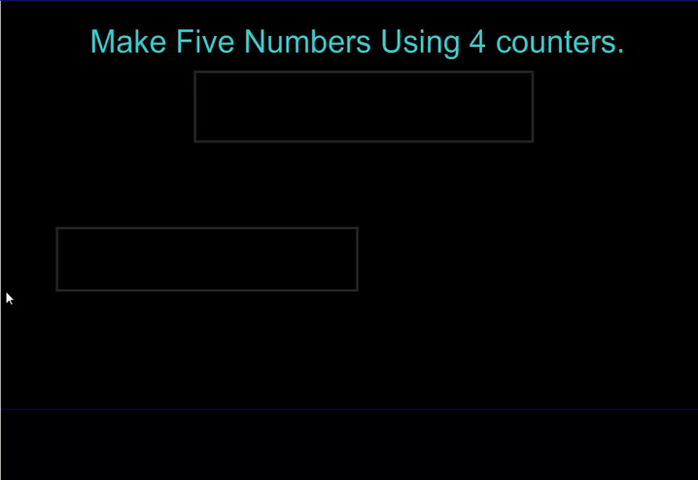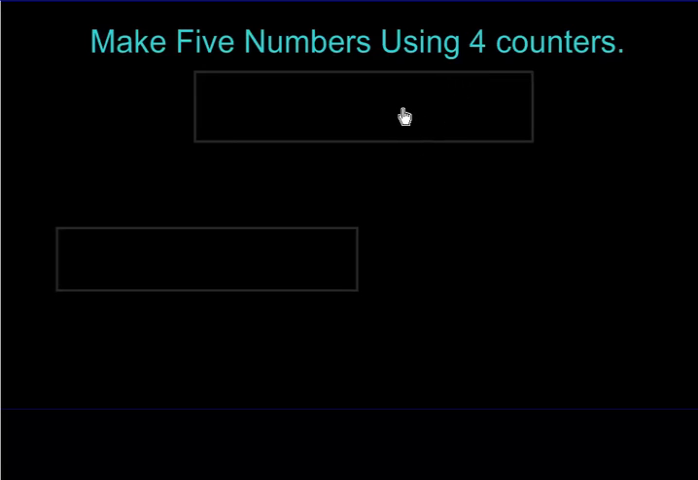Now, if you're asked to use 4 counters and make 5 different numbers using those 4 counters, how do you go about doing that? Well, I'm going to show you how to do that really easily. First thing you do, if the question asks you to use 4 counters, you've got to decide what kind of counters am I going to use?